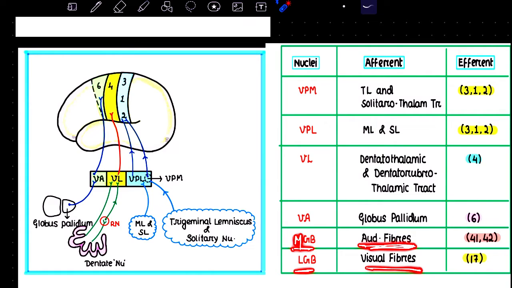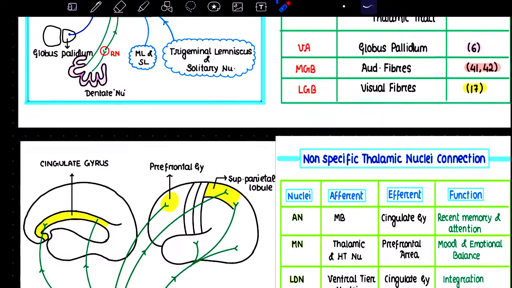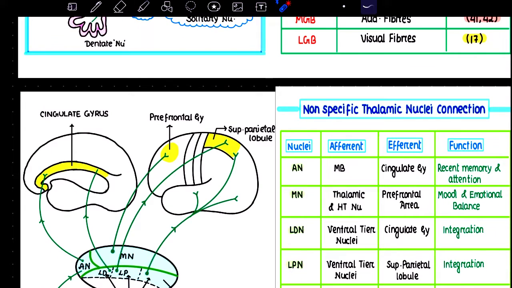So we know the auditory center is Brodmann area 41 and 42. Similarly, for visual, it is Brodmann area 17. So these are about the specific thalamic nuclei. Now talking about non-specific thalamic nuclei, let's talk about them. For that we need two diagrams, one showing the medial aspect of the brain, and another showing the superior aspect, so that we can see it superiorly.